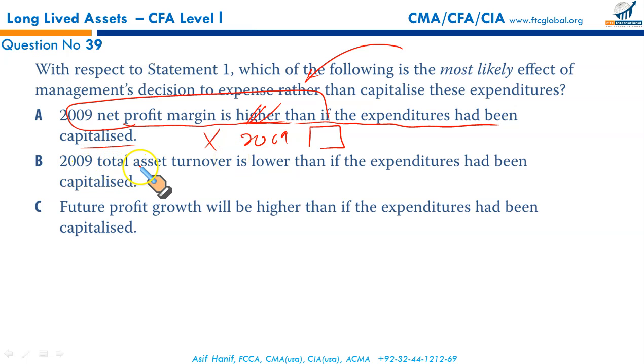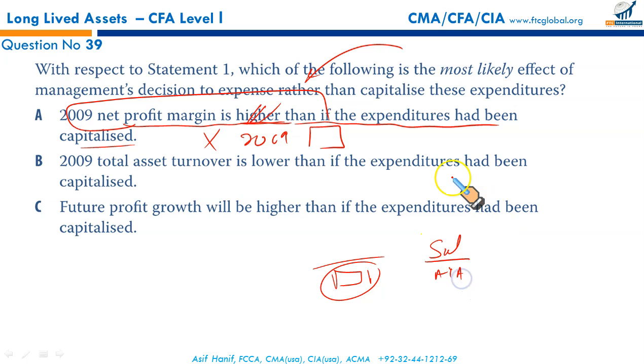B. 2009 total assets turnover is lower than if the expenditure had been capitalized. 2009 assets turnover would be higher. Why? Because no capitalization has been made, so lower assets. It was not capitalized. Assets turnover is sales upon average total assets. Since it was expensed, your average total assets are lower. Having a lower denominator means your assets turnover will be higher, not lower.